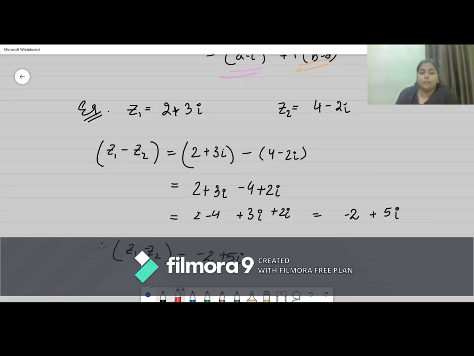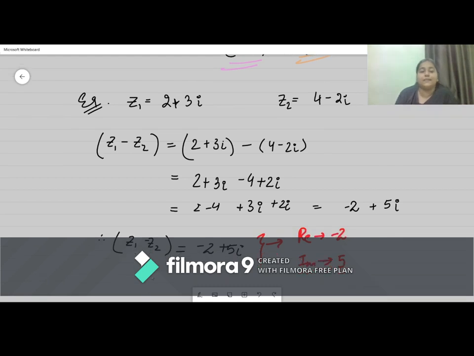अच्छा, पॉइंट टू बी नोटेड, अगर मैं आपसे पूछूं कि इस पर्टिकुलर में आप मुझे बताओ रियल पार्ट क्या है और इमेजिनरी पार्ट क्या है, व्हाट आर यू गोइंग टू से? रियल पार्ट इज -2. -2 is a real number. Imaginary part is the one which has iota with it, and that is 5.